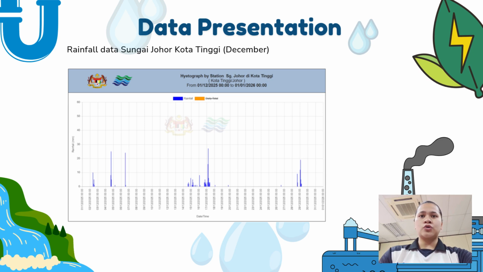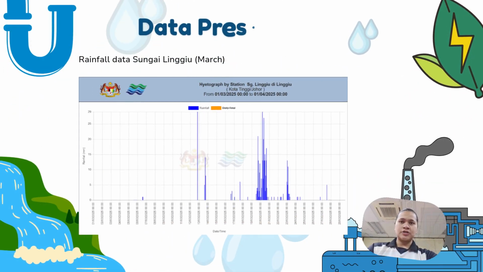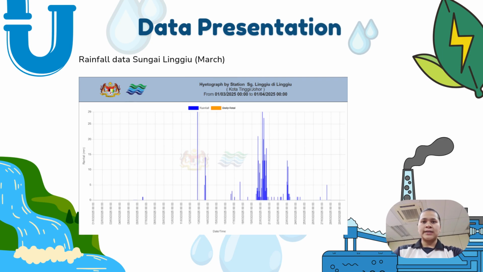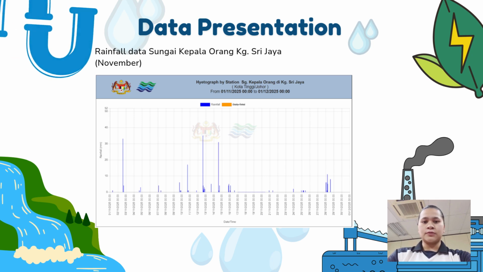First, Sungai Johor di Kota Tinggi. For this station, it shows that December has the highest rainfall. Second station, at Sungai Lingyu di Lingyu. At this station, March has the highest rainfall. The last one is at station Sungai Kepala Orang at Kampung Srijaya. For this station, November has the highest rainfall.